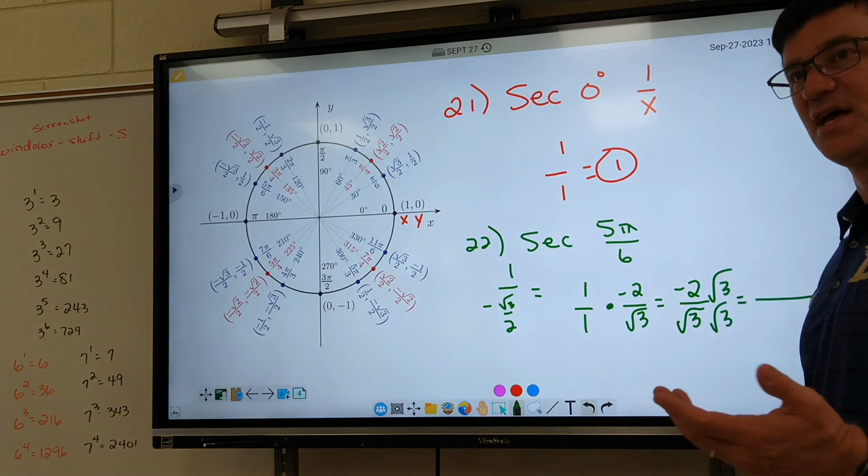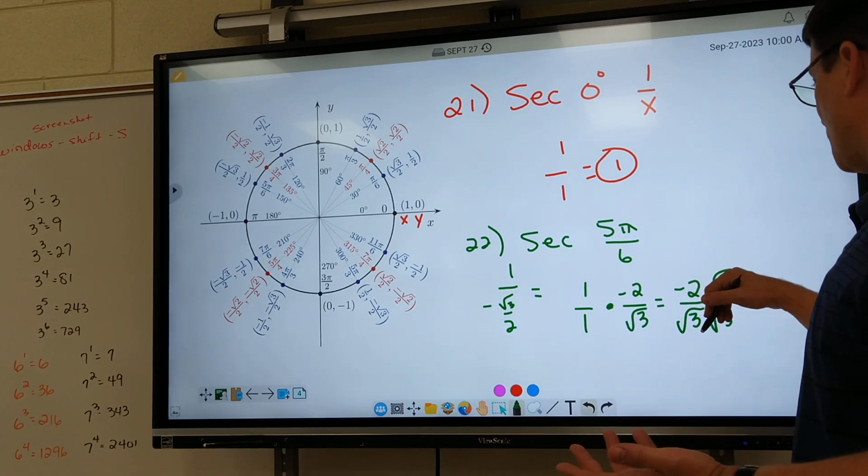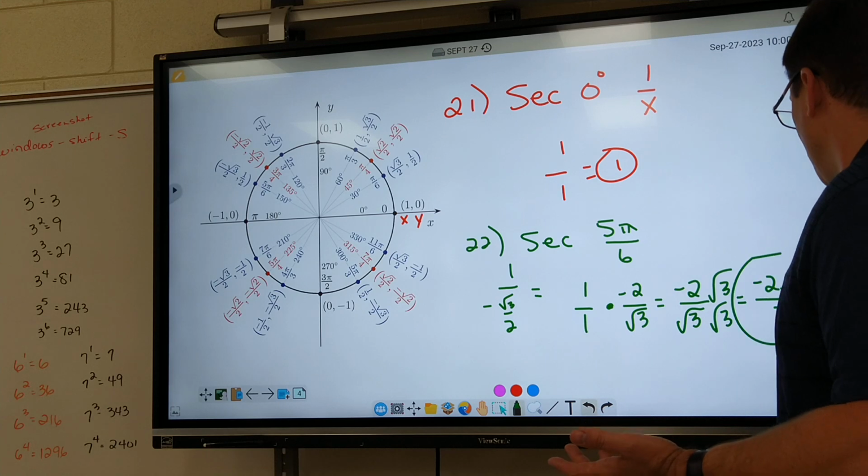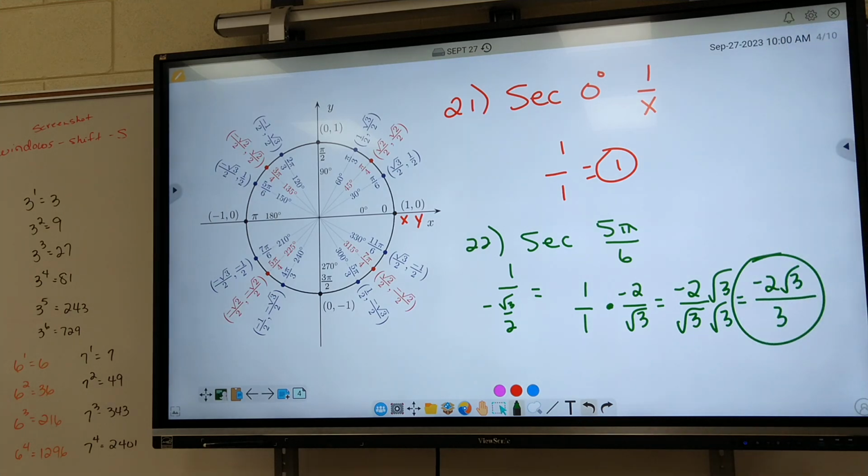Just adding one extra step. Now on top I got negative 2 root 3, and on bottom we got just 3. That is your simplified answer. And if you could use your calculator, you could just type it in. It would do it for you.